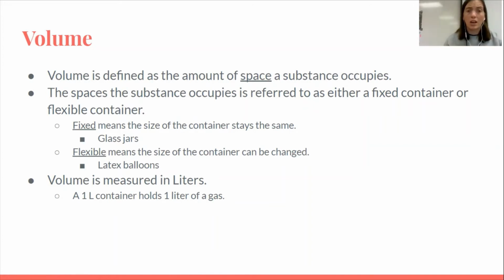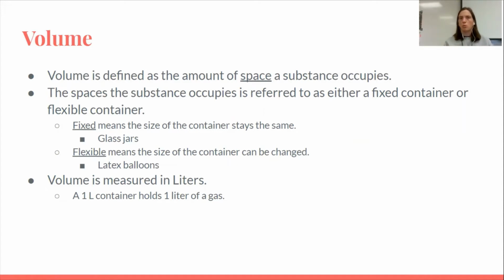A flexible container means the size of the container can change. If I have an Ozarka or Dasani water bottle, you can squish those to make them smaller. That's a flexible container. I can't squish this kind of bottle. So that's the difference. Fixed stays the same. Flexible, the size can change. That's why I have the balloons, because balloons start off small but then get larger as you blow more air into them. That's a flexible container.